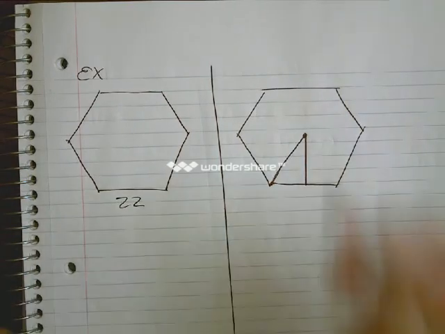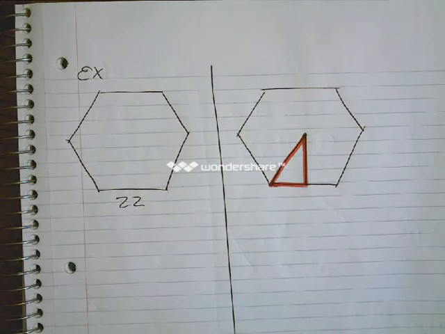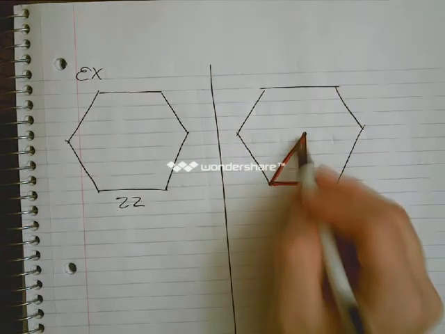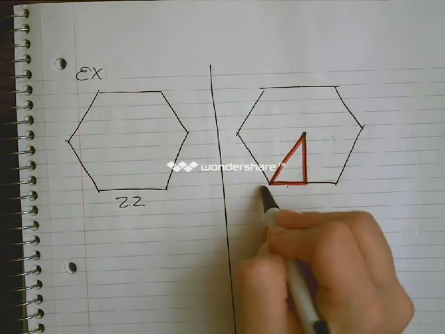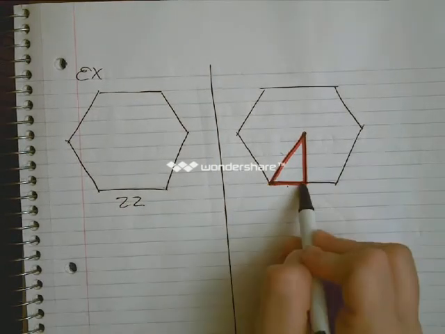Now, which side of the triangle do I know? I know this part, because if this whole length is 22, is this part 22? No. This is a midpoint, remember? So this is 11.